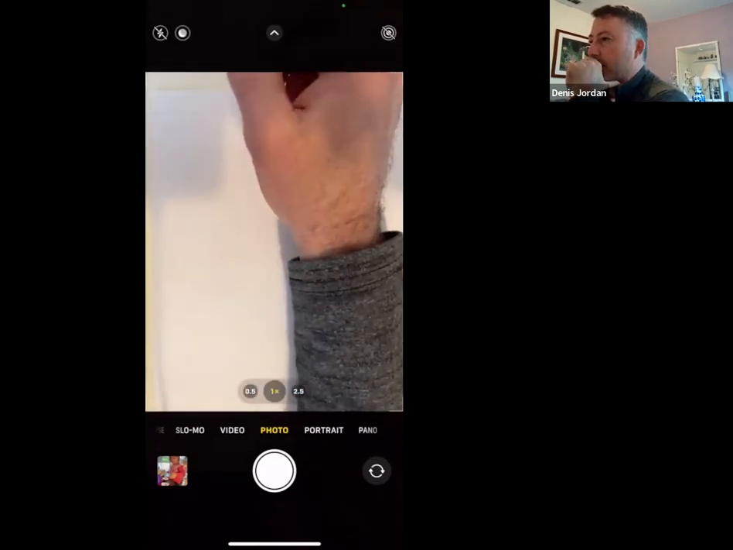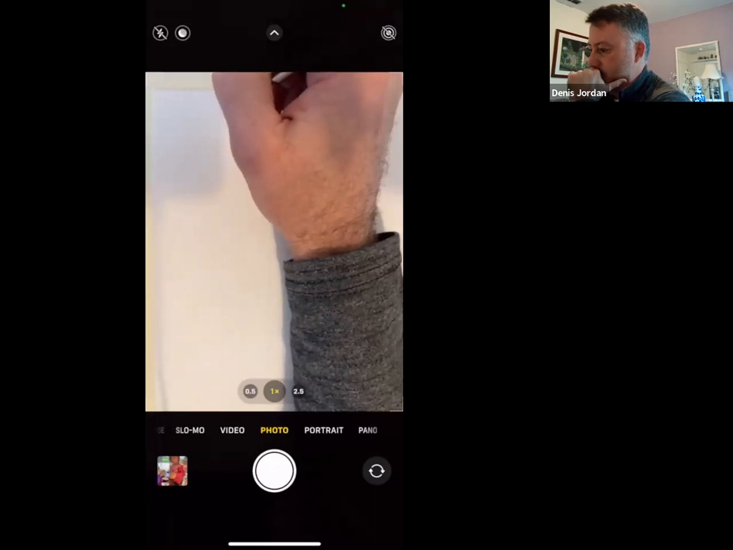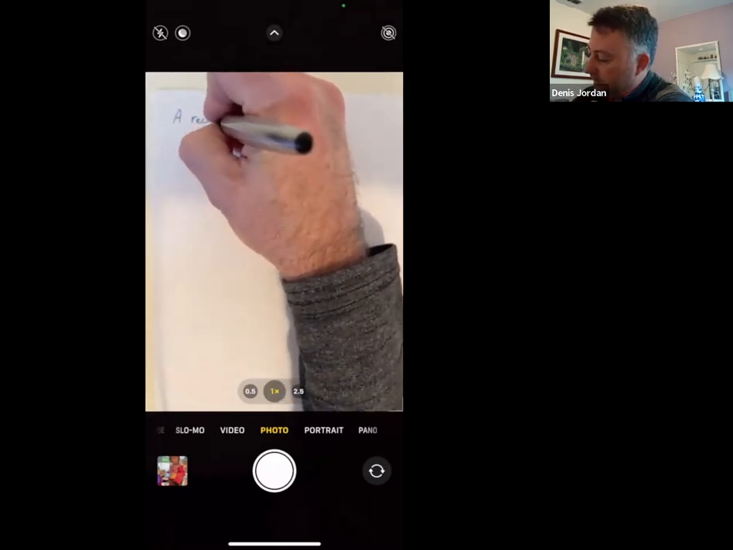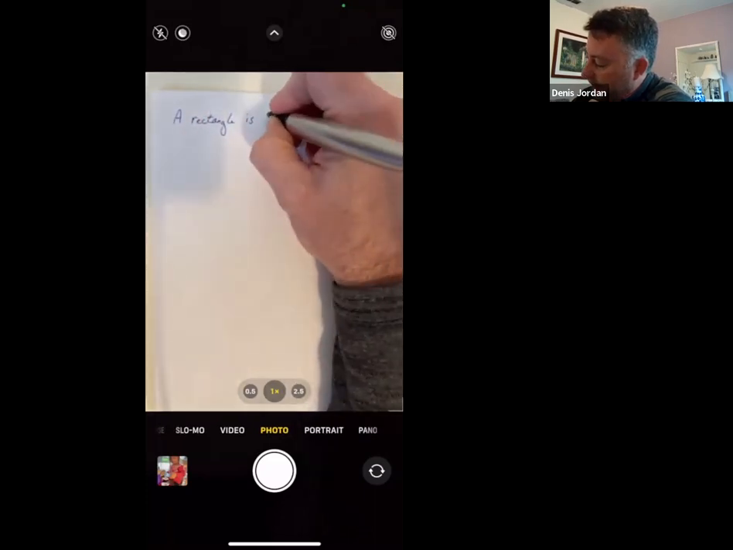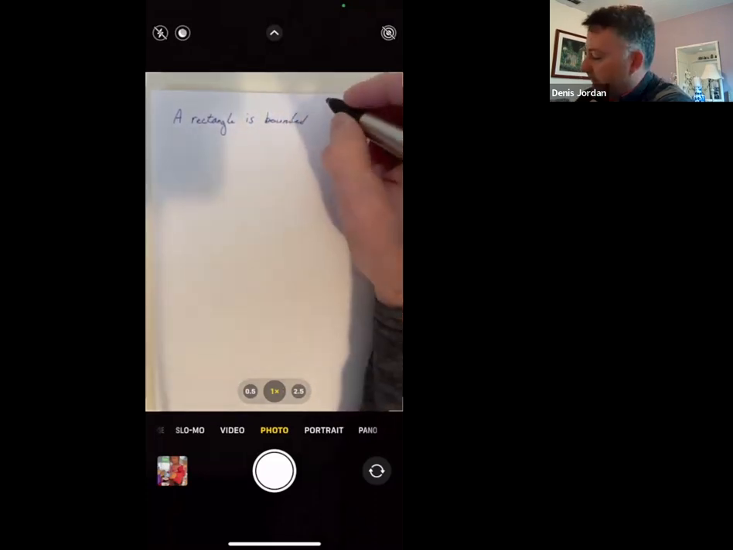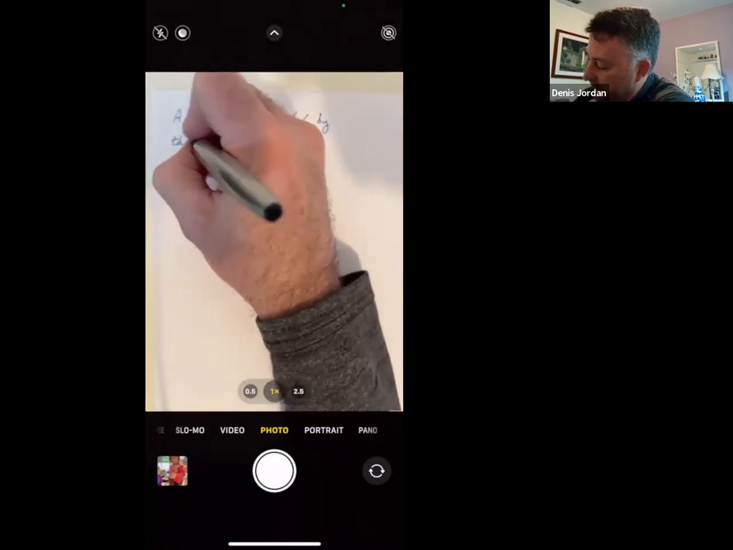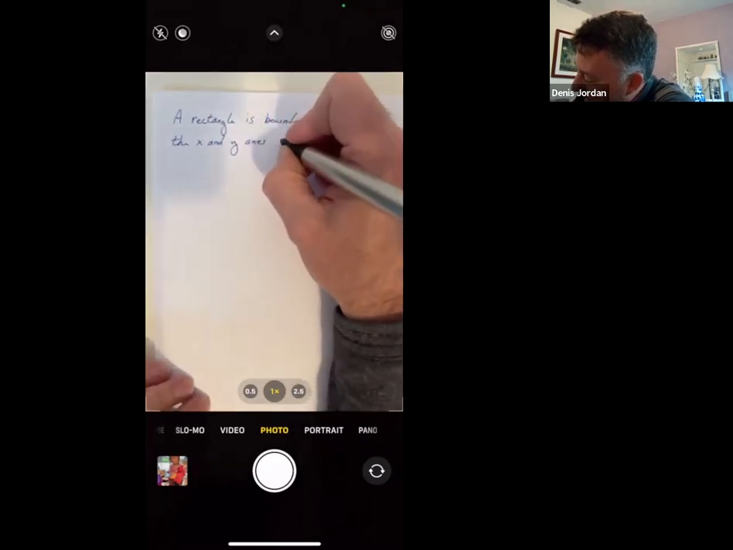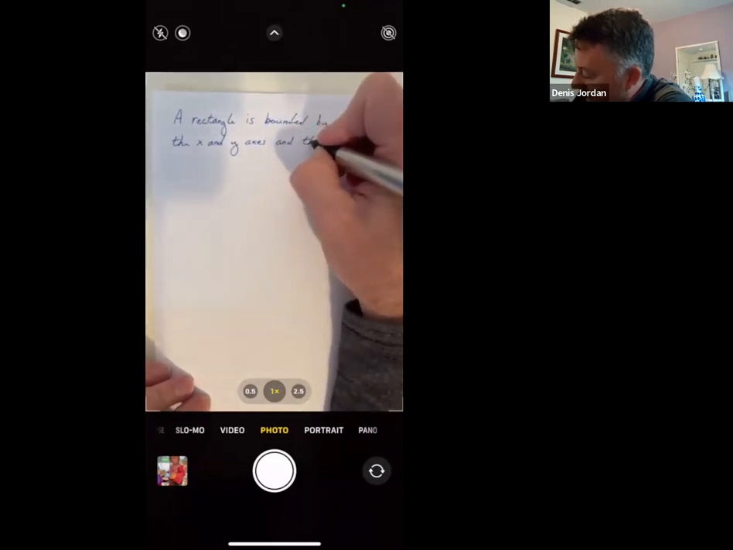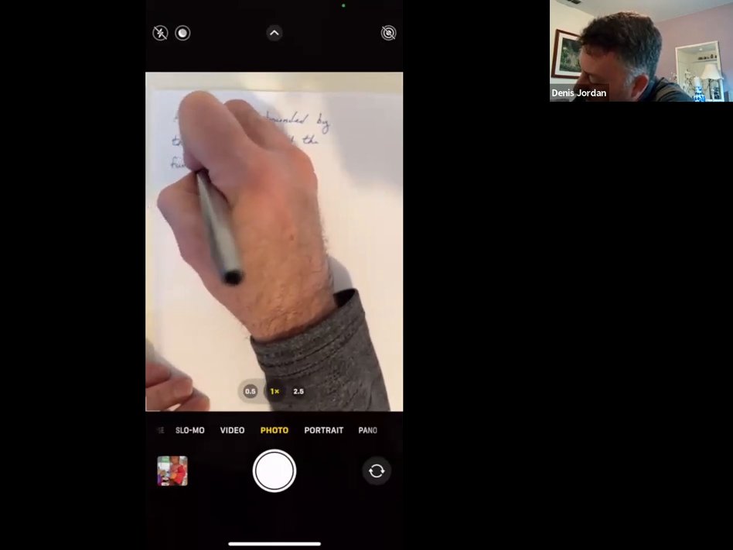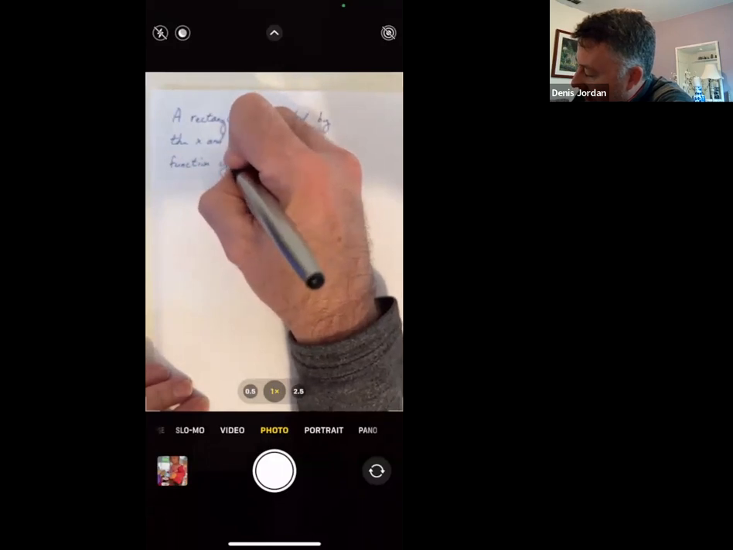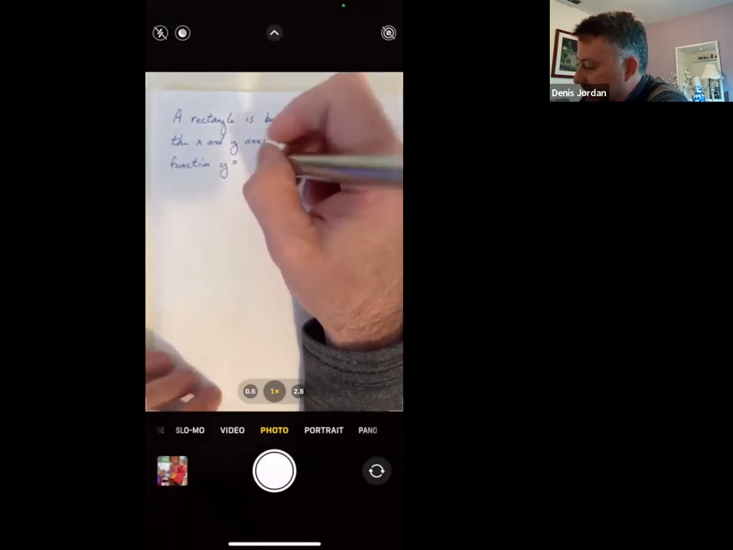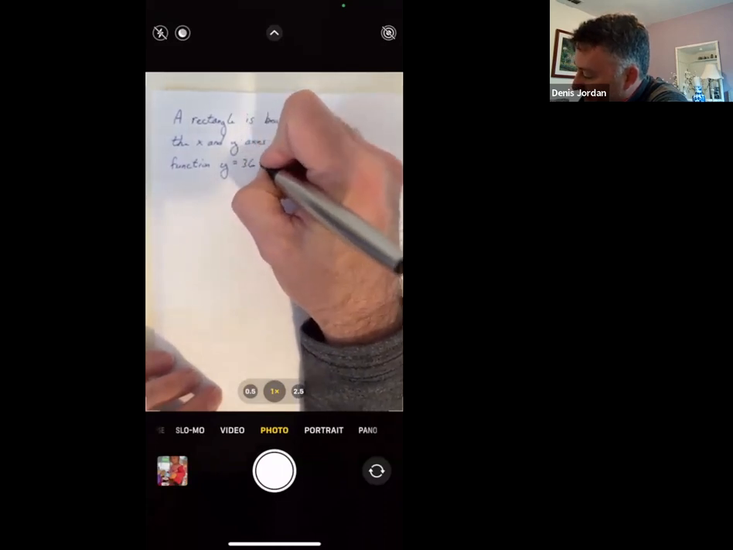Okay, so let's see. A rectangle is bounded by the X and Y axes and the function y is equal to 36 minus x squared.